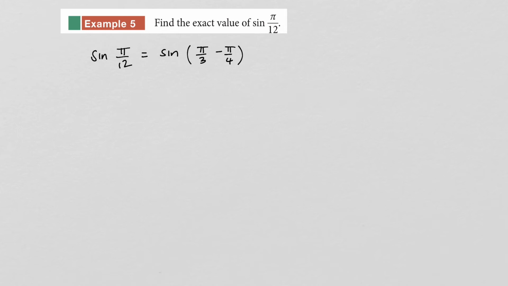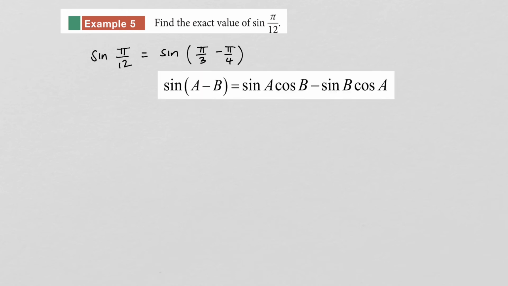From here, you would just use the appropriate formula, and the formula would be the sine of an angle minus an angle. So we'll bring in that formula. According to this formula, the angle A would be pi over 3, and the angle B would be pi over 4. You can think of the first angle as pi over 3, the second angle as pi over 4. The formula says you take the sine of the first angle multiplied by the cosine of the second angle, minus the sine of the second angle multiplied by the cosine of the first angle.